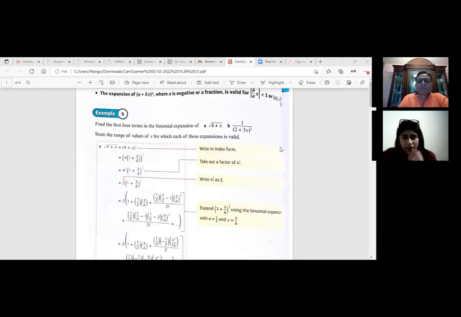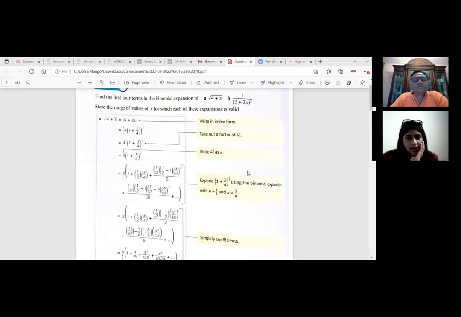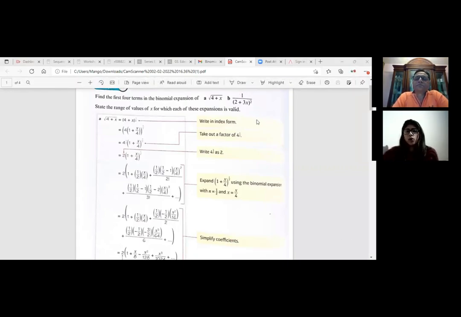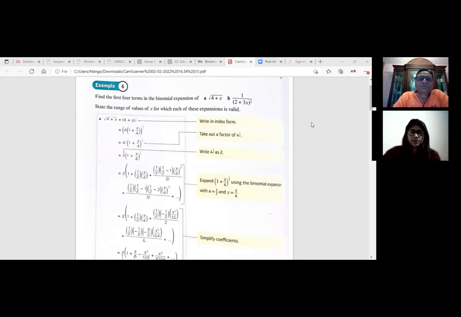All right. So we covered that top part last lesson. Example here we could go through. So this example is very interesting. Can you please read the question? Find the first four terms in the binomial expansion of a, the square root of 4 plus x, and b, 1 over 2 plus 3x whole squared. And then state the range of values of x for which these expansions are valid.